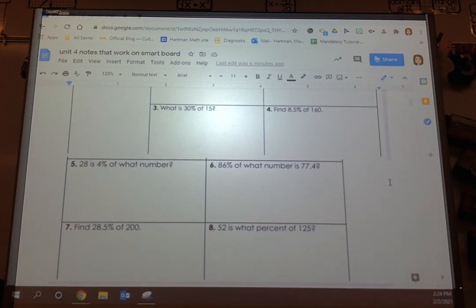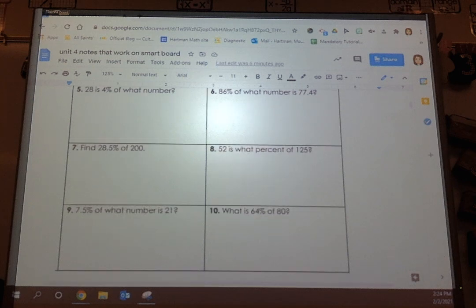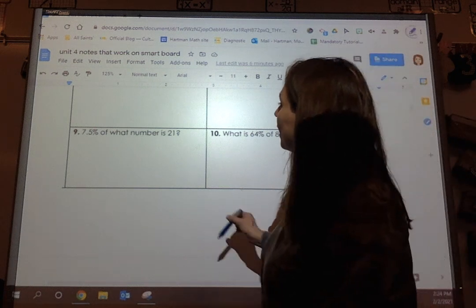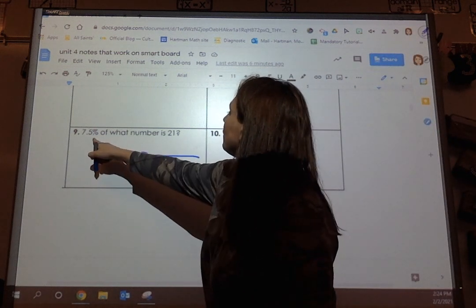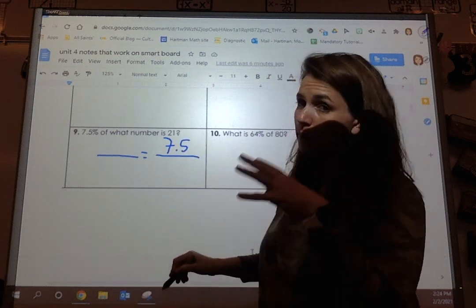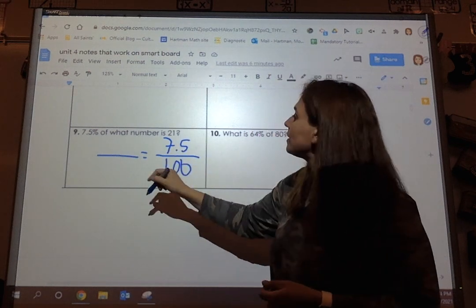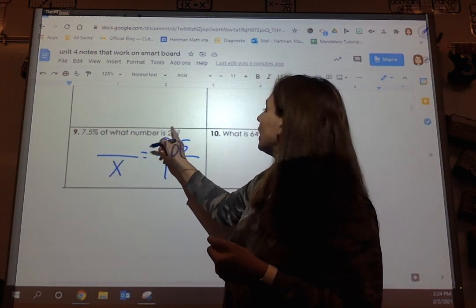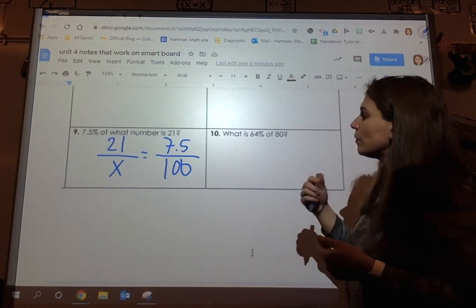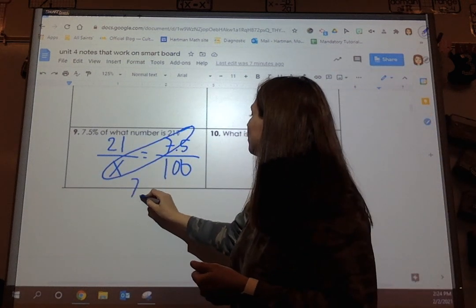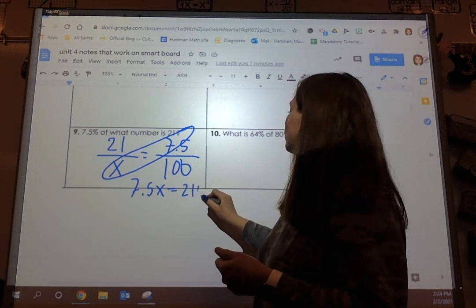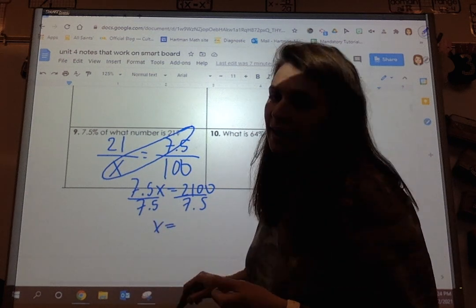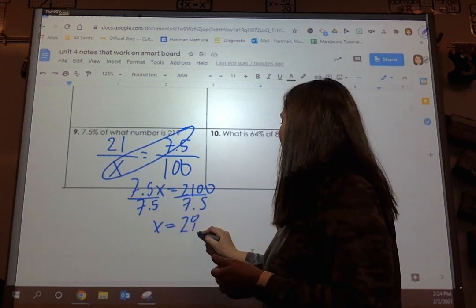Let's take a look to see how we're doing. Okay, and the last one that we'll do together, hopefully you have the hang of it now. 7.5%, so 7.5 is always my percent over 100. And it says 7.5% of what number? So of is on the bottom, and is 21. So now my proportion, I get 7.5x equals 2100. Divide both sides by 7.5, and x equals 280.